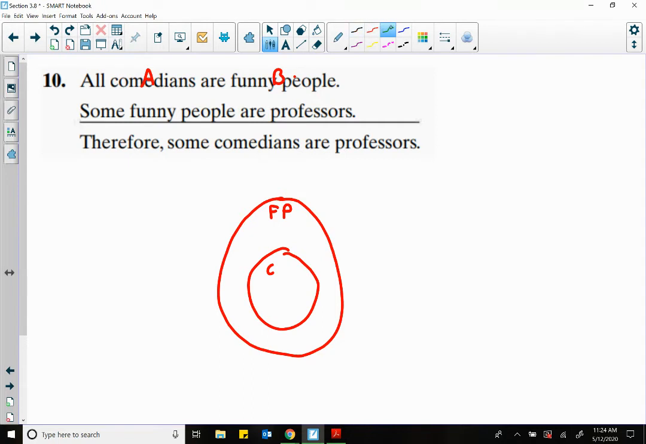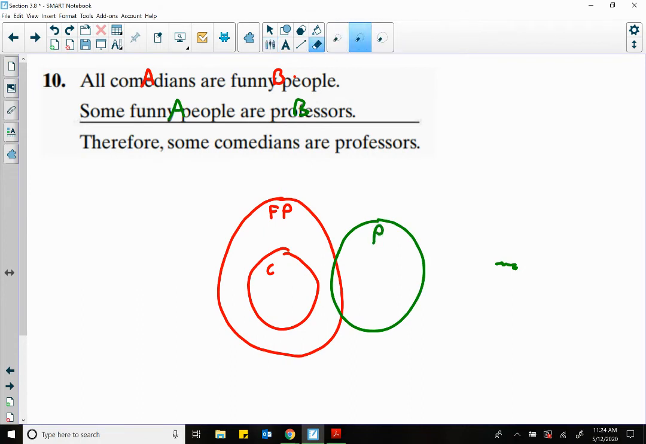Now, next one says, some funny people are professors. Some funny people are professors. So that means, because it's some A or B, some means that there is an overlap. So funny people and professors should overlap. Okay? So one way to draw this looks like this. Professors. And there you go.